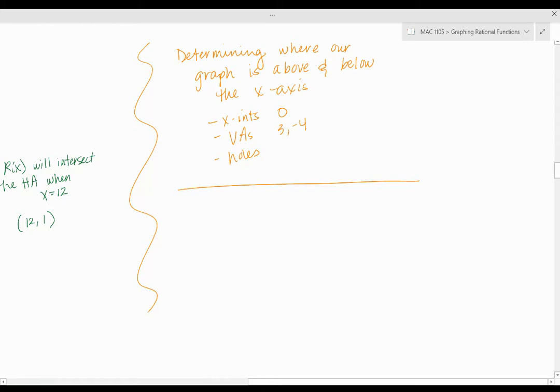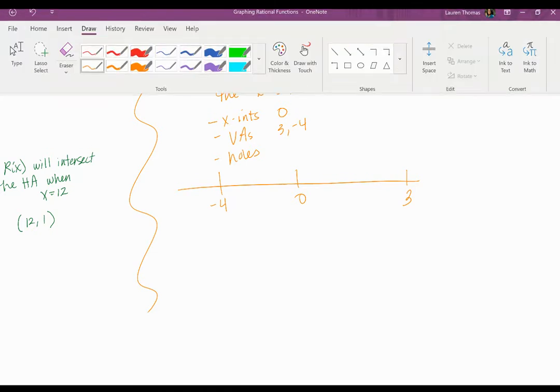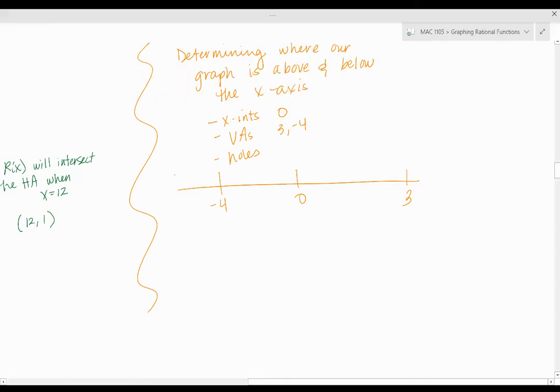And I don't have any holes. So I need to split up my x-axis that way. So I have 3 points, and I need to put them in the order they would naturally occur. So -4 is the smallest, then 0, then 3. Okay, now I need to choose intervals. So these intervals would be from -infinity to -4, -4 to 0, 0 to 3, and 3 to positive infinity.